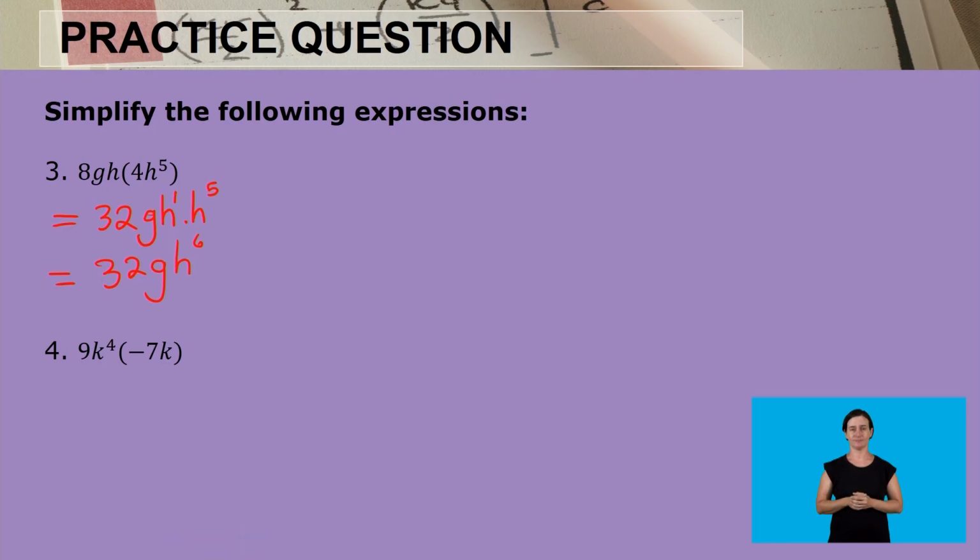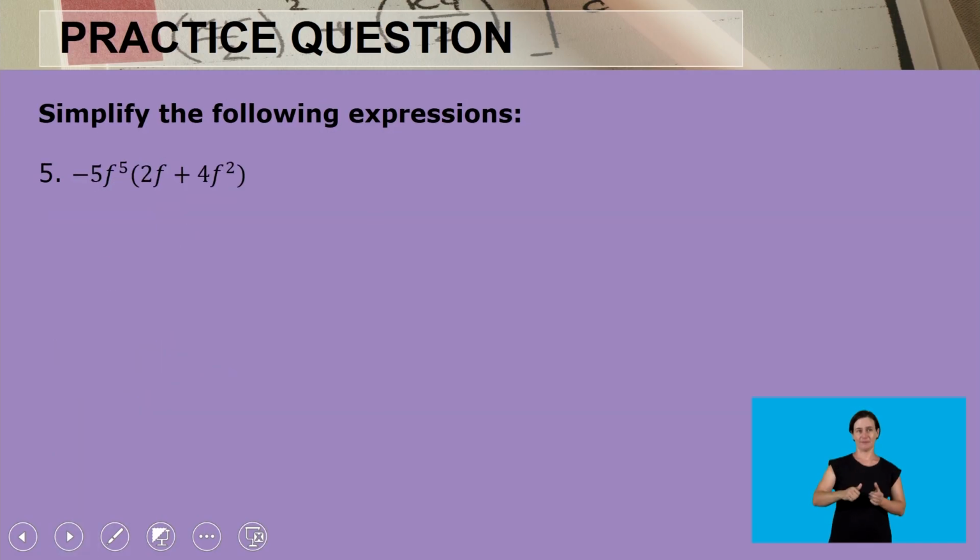So here we have 9k exponent 4 multiplied by a negative 7k. Let's multiply the integers together first. So 9 multiplied by a negative 7, that is going to give us a negative 63. Then we are going to multiply those variables together. Because they have the same base, we are going to add the exponents. So that is 4 plus 1. So negative 63k exponent 5 is going to be our final answer.